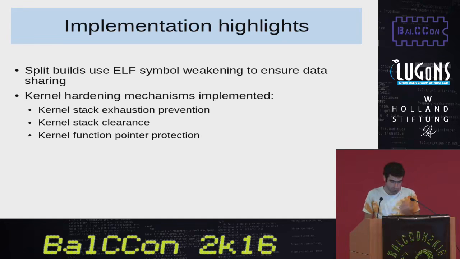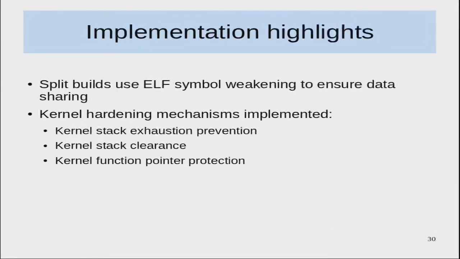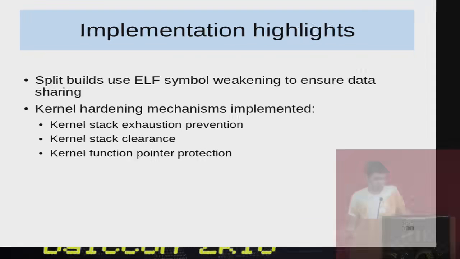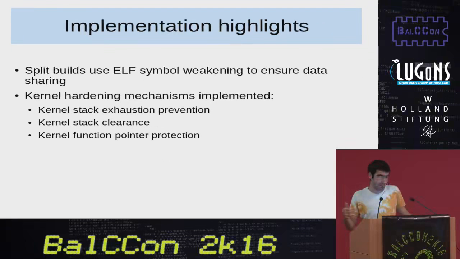All right. So, another implementation highlight: we've implemented 3 different features. We've implemented kernel stack exhaustion prevention, which means that each time the kernel stack pointer is decremented, we check whether we are going to run out of kernel stack space. Because if we do, this is a way of corrupting important kernel data structures on Linux, and that will give you basically automatic local privilege escalation, right? Another mitigation mechanism we implemented is stack clearance, and lastly, we also implemented function pointer protection, mostly for the sake of the arguments of what would happen if we had something like control flow integrity.